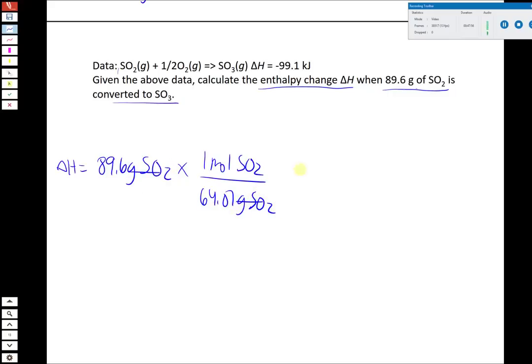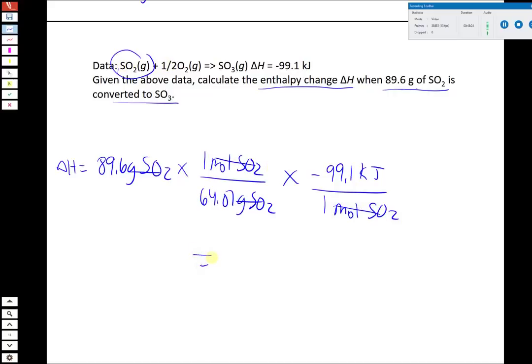We convert to moles, and then we're going to use this delta H, which is minus 99.1 kilojoules for every 1 mole of SO2. It's 1 mole of SO2 because the coefficient is 1. If the coefficient was something other than 1, we'd have to put that number down here just like we do for stoichiometry. So this is a lot like stoichiometry, but instead of using mole ratios, we're using relationships between enthalpy changes and moles of substance from the coefficients.